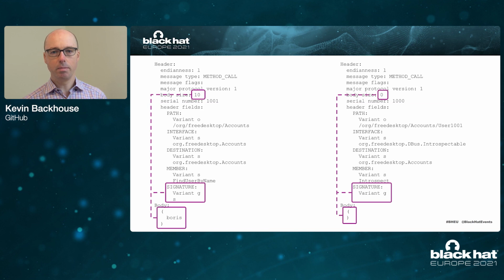And finally, messages can optionally include a body with a list of extra arguments. And the type of the data in the body is determined by the signature header field.